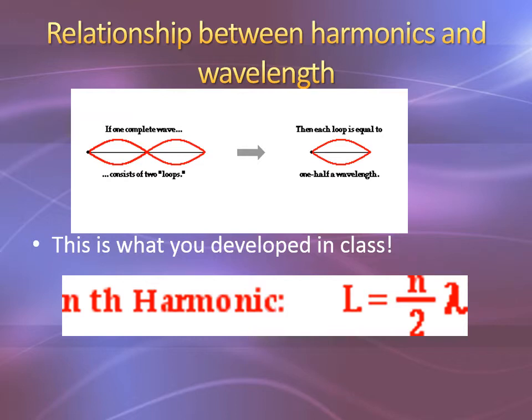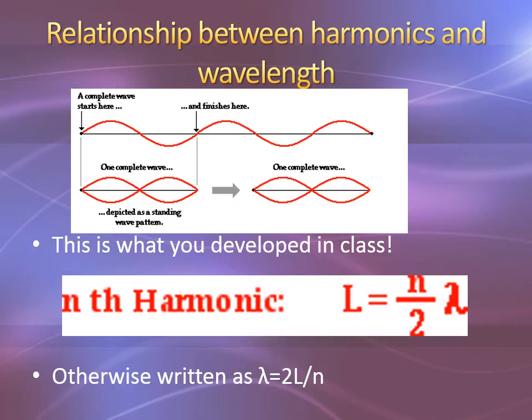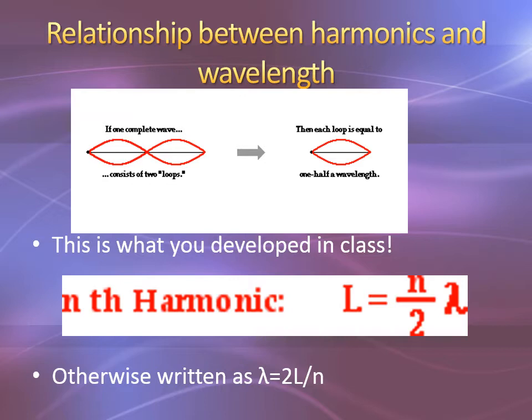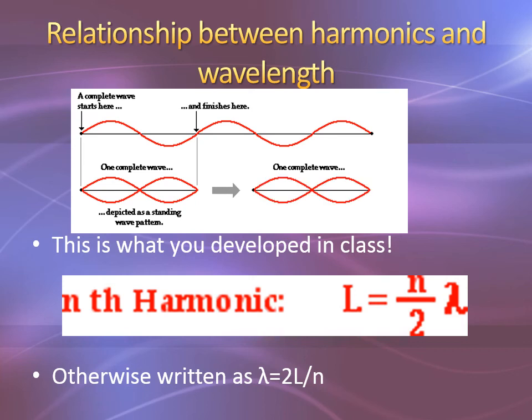The nth harmonic, if L is the length of the string and lambda is your wavelength, your number of half wavelengths divided by 2, equals the length of the string. Okay, here, your fixed variable would be the length, and you're varying your wavelength by varying the frequency in order to get the nth harmonic.